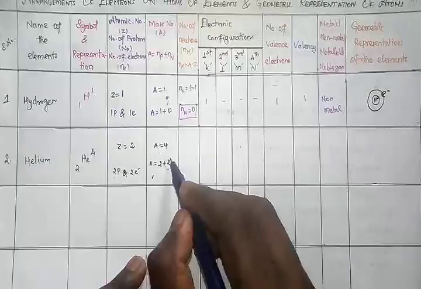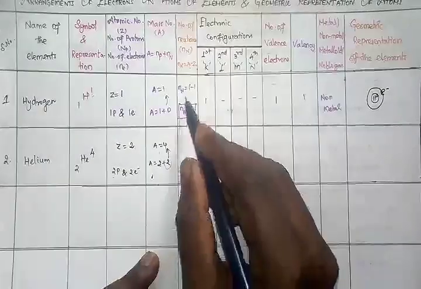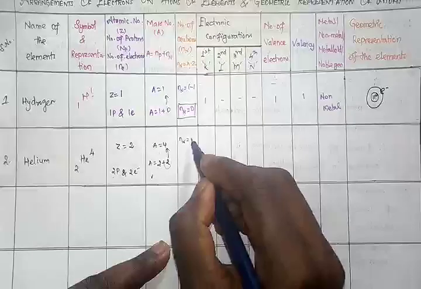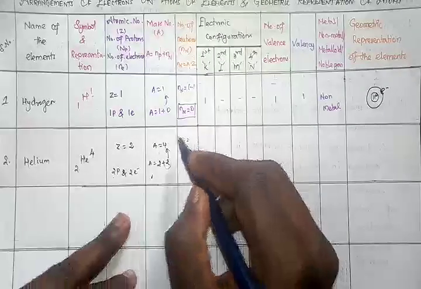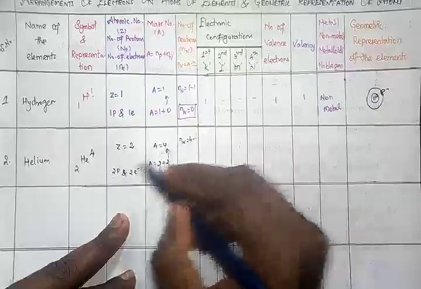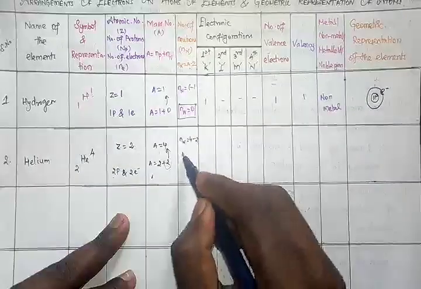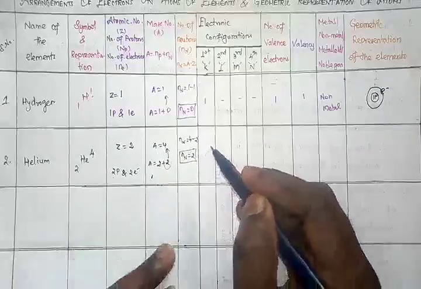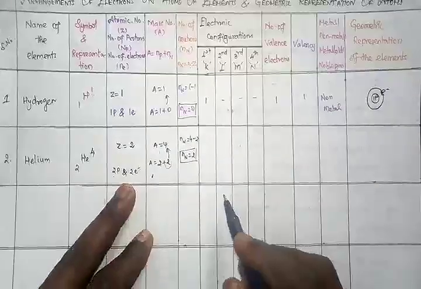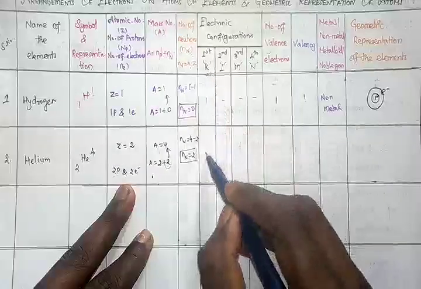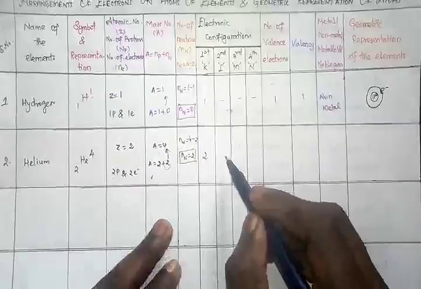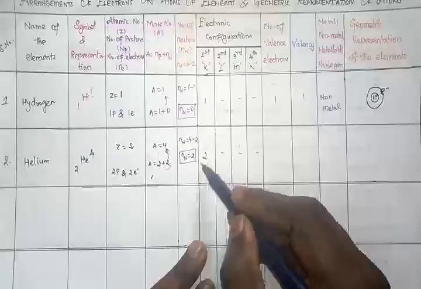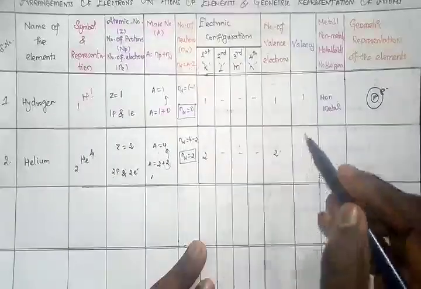Now how do you calculate the number of neutrons? N is equal to A minus Z. What is A? 4. Z is 2. So the number of neutrons is 2. Now how many electrons? It has 2 electrons. The maximum capacity of the K shell is 2, so you write 2. Got it? The other shells are empty. Number of valence electrons is also 2. What is the valency?